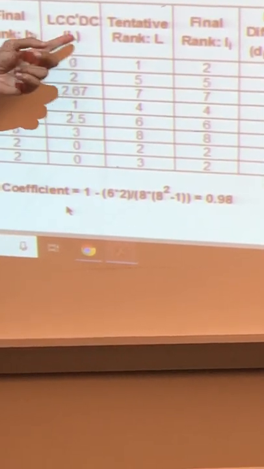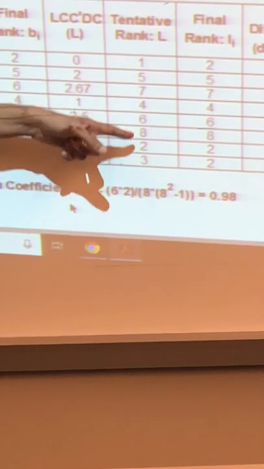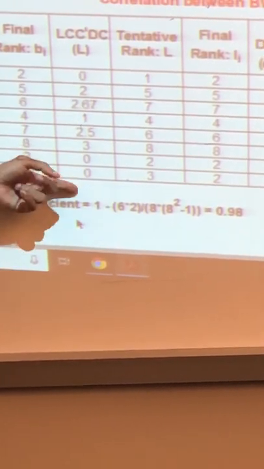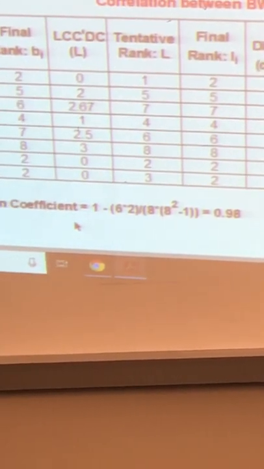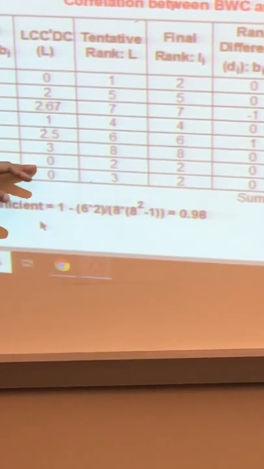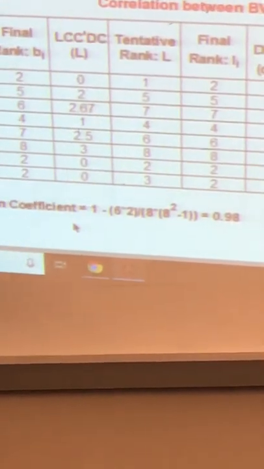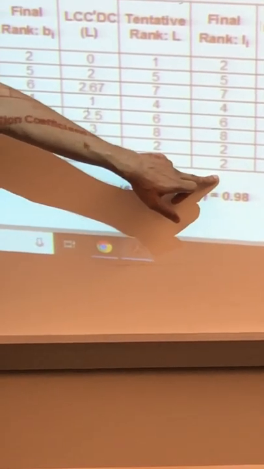So just take the average of those tentative ranks 1, 2 and 3: 1 plus 2 plus 3 is 6, divided by how many vertices? 3 vertices. So 6 divided by 3 is 2. So that's the final rank. The other vertices did not have any ties, so the final rank is the same as the tentative rank. So this is the final ranking of the vertices based on LCC prime DC.